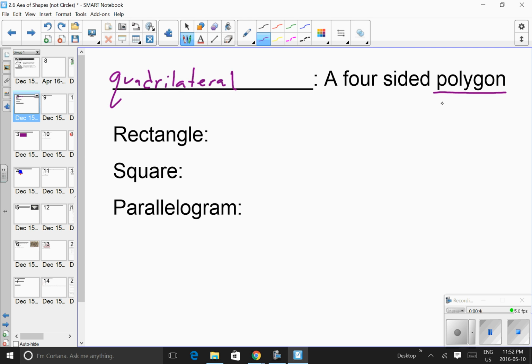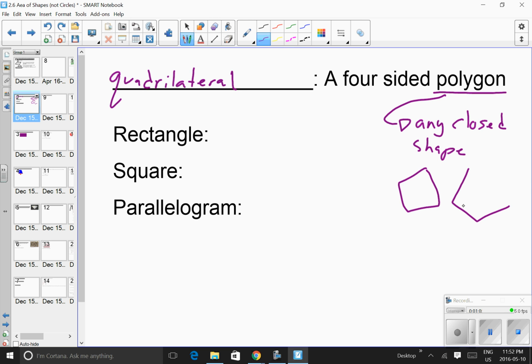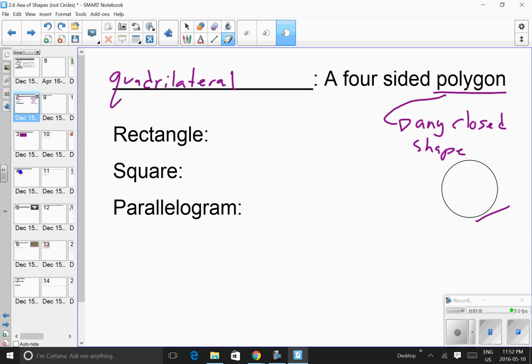And if you forgot what a polygon is, it's any closed shape. Right? So for example, that is a polygon. This isn't because it's not closed. So any closed shape. A quadrilateral is a four-sided closed shape. Quad means four, lateral means line.